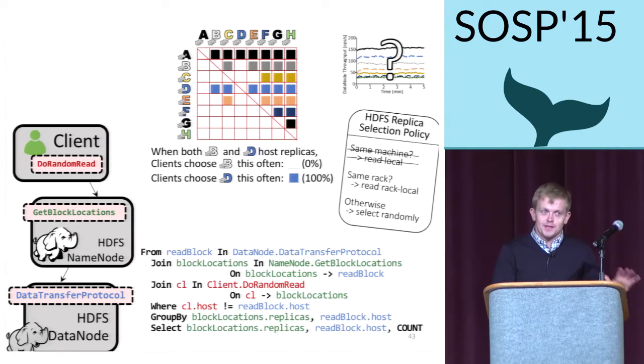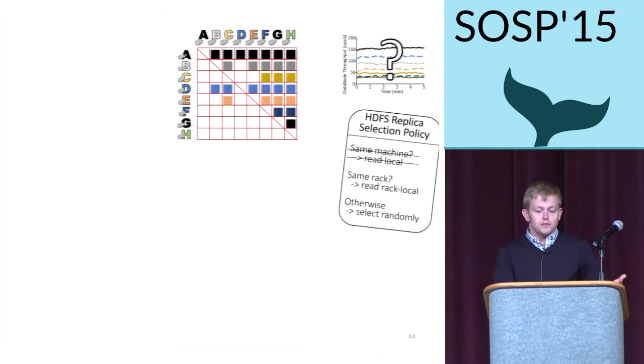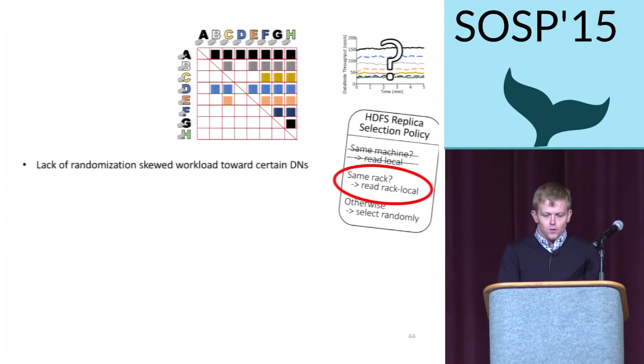And this really shouldn't be the case. I mean, this is terrible. We're supposed to be selecting replicas randomly, and this figure should be completely uniform. And it turns out that this was the cause for the weird throughput variations that we originally saw. What was happening was that the name node wasn't randomizing the replicas that it gave back to the client, and then the client was just selecting the first replica from the list. This led to high load on some machines and very little on others.